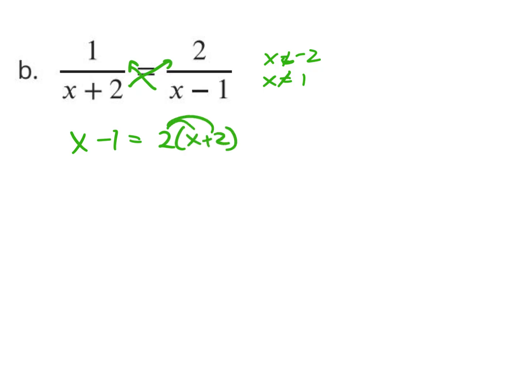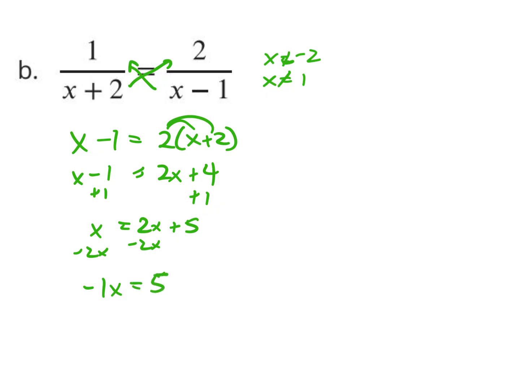If I distribute, I get 2x plus 4 is equal to x minus 1. I'm going to add 1 to both sides because I like my numbers on the right and my variables on the left. I subtract 2x from both sides. I get negative 1x is equal to 5. When I solve an equation, my coefficient must be positive 1. This is not. So what I'm going to have to do is divide by negative 1 on both sides. I get a positive 1x to the first power is equal to negative 5. And this is my answer since it does work.